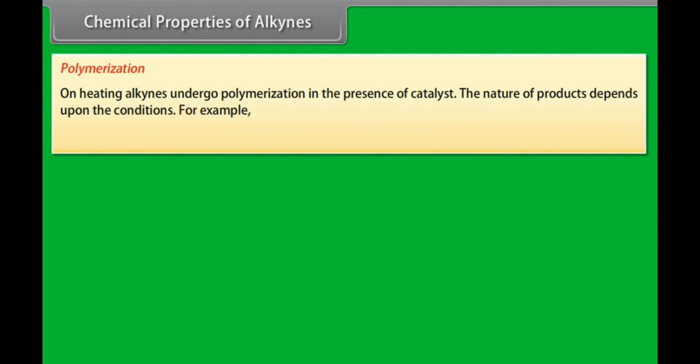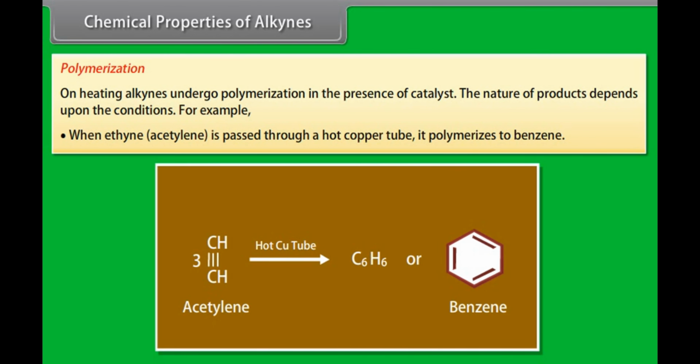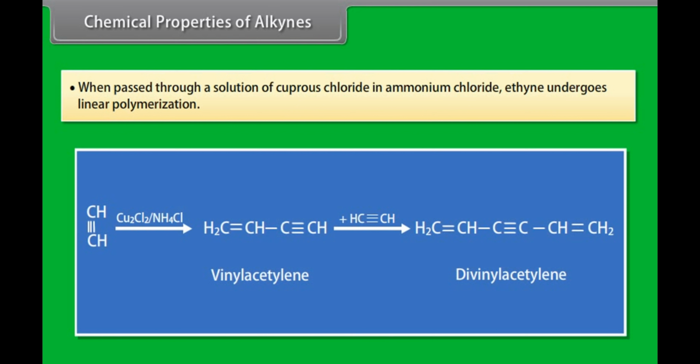Polymerization. On heating, alkynes undergo polymerization in the presence of a catalyst. The nature of products depends upon the conditions. For example, when ethyl acetylene is passed through a hot copper tube, it polymerizes to benzene. When passed through a solution of cuprous chloride in ammonium chloride, ethyne undergoes linear polymerization.